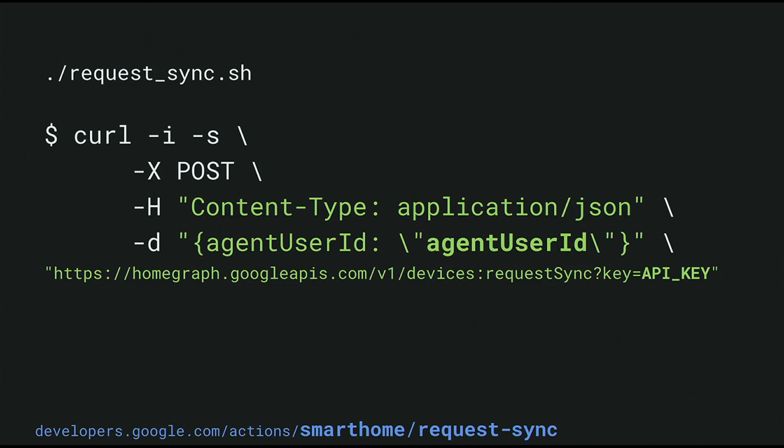And this really provides a very good user experience for your users who actually chose to buy new devices from you. So let's look at the curl command equivalent of what happens here. It's very simple. You let us know the agent user ID that is affected with the change in devices list. And you specify the API key that you get from Google Cloud Console and call the Home Graph request sync API.